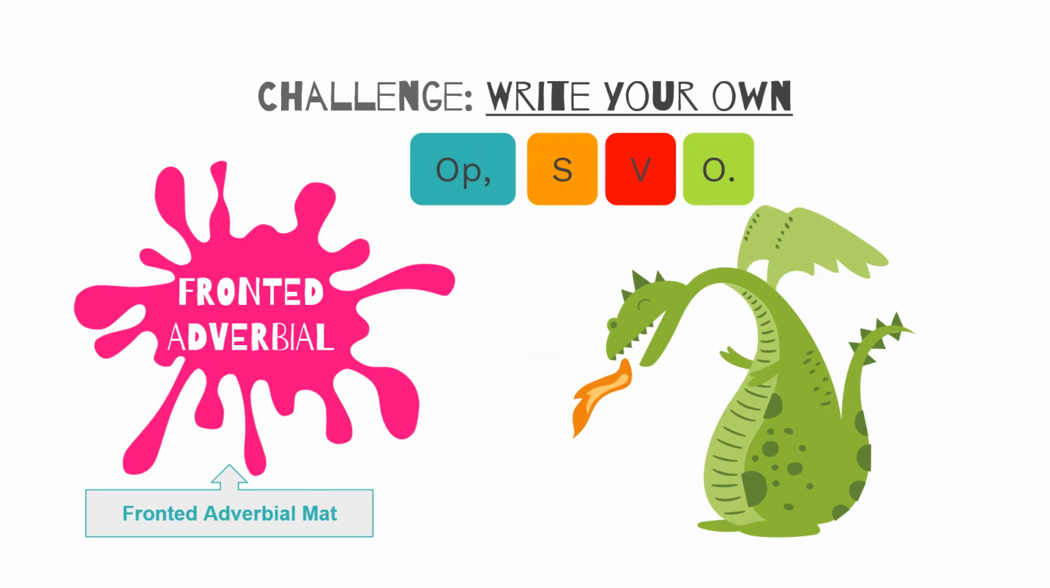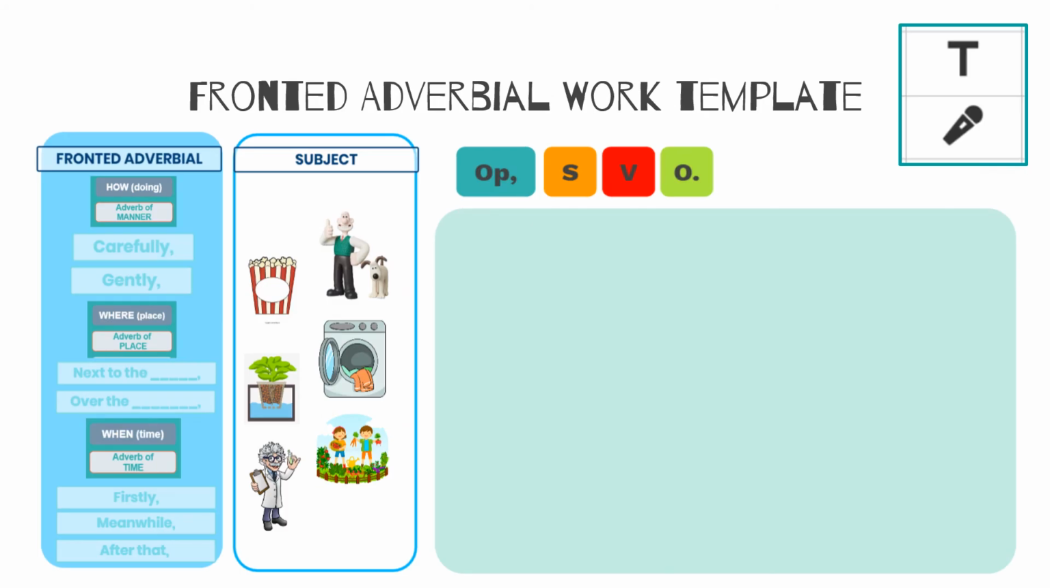Now, can you write your own fronted adverbial sentence? You may print the fronted adverbial mat to help you. Here's another template for you to practice. Now, when you do this, you have to follow the structure to help you. So for example, you need to start with an opener or fronted adverbial. You can choose if you want to start with the adverb of manner, adverb of place, or of time.